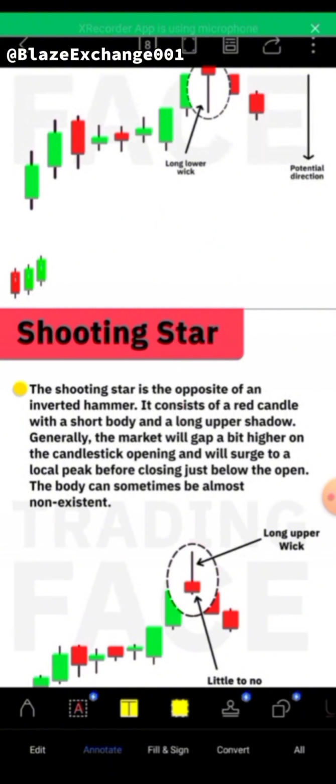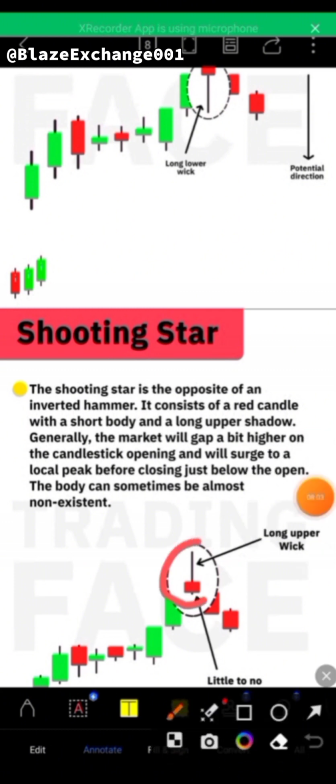The shooting star is the opposite of an inverted hammer. It consists of a red candle with a short body and a long upper shadow. This shadow is normally a wick. You can call it shadow or wick, either one. Let me show you how it is. This is what I'm trying to explain here. You see, it is inverted, the inverse of the hammer, the upside down of the hammer.